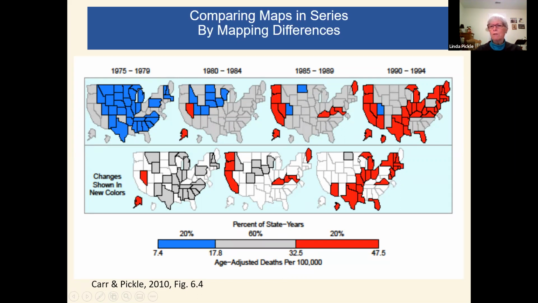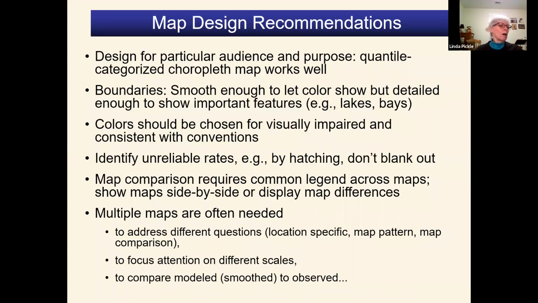So there are a number of ways you can represent difference, but the point is the reader just looks at the differences directly and doesn't have to do any computation mentally. So based on all that research, here's our map design recommendations summarized. You should design for particular audience and purpose. For our rate maps, the quantile categorized choropleth or area shaded map worked very well.